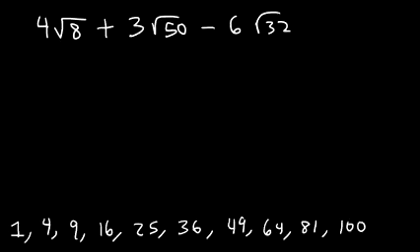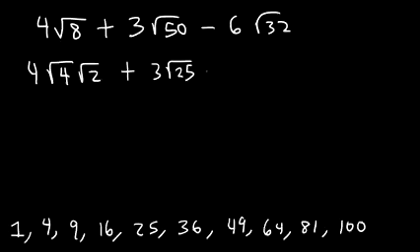Now think about how we simplified the square root symbols, or the radicals, individually. So think of a perfect square that goes into 8. 4 is the highest perfect square that goes into 8. So I'm going to write 8 as 4 times 2. 25 is a perfect square that goes into 50, so I'm going to replace 50 with 25 times 2. And 16 goes into 32, so I'm going to write it as 16 times 2.